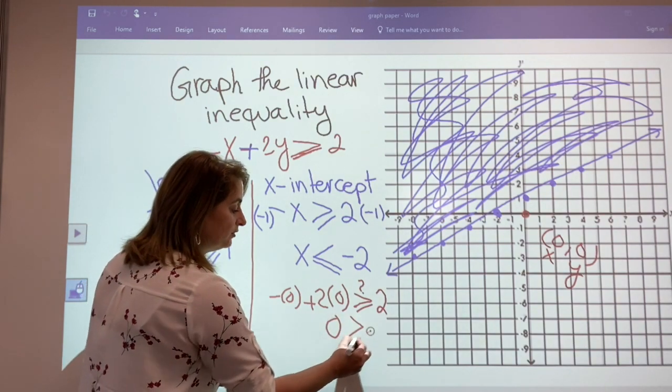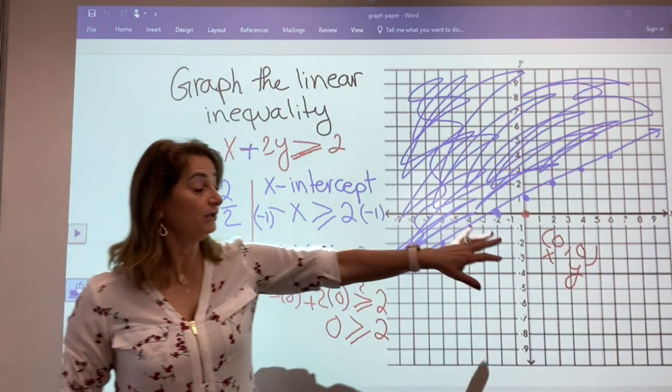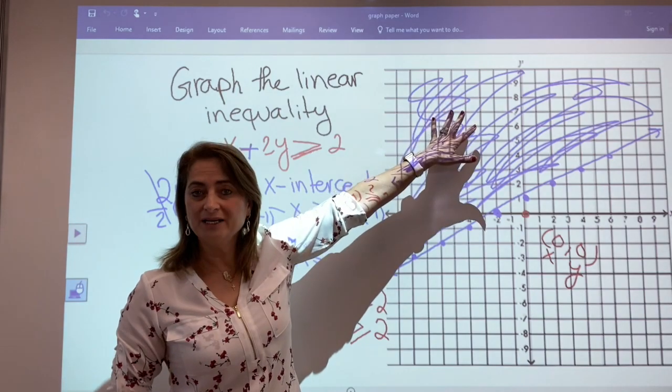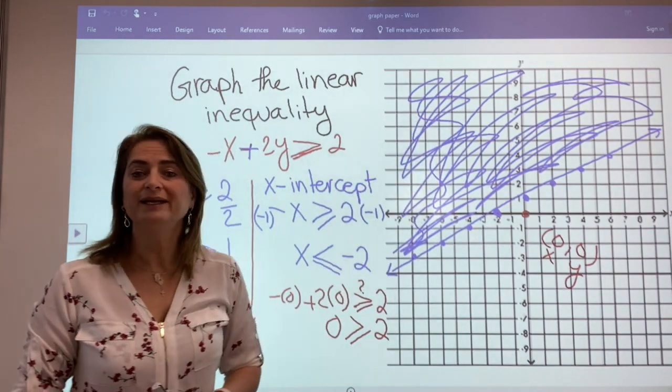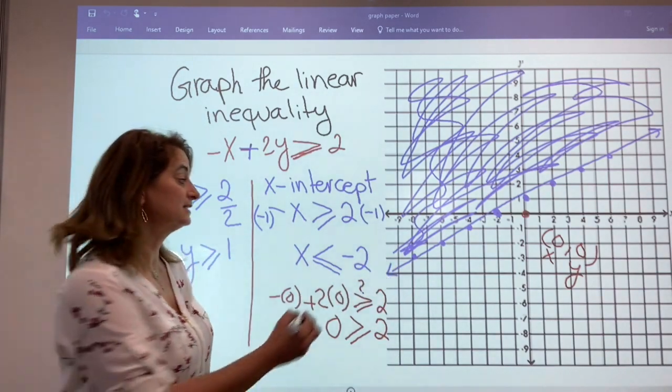Is 0 more than or equal to 2? That's not a true statement. That means the origin is not part of the solution, so don't shade it. My shading is correct. And everything above the boundary line is a solution. Now watch how the boundary line itself is solid.